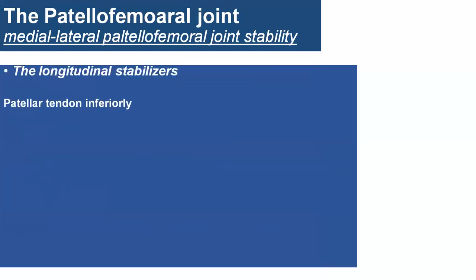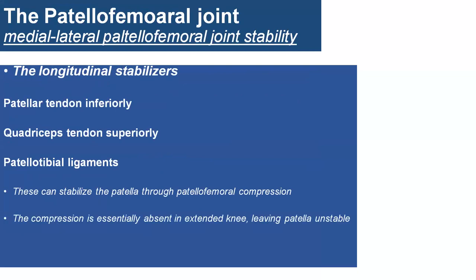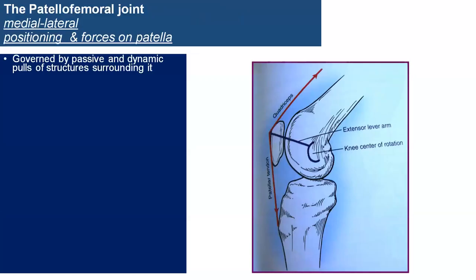The longitudinal stabilizers include the patellar tendon inferiorly, the quadriceps tendon superiorly, and the patellotibial ligaments. These can stabilize the patella through patellofemoral compression. The compression is essentially absent in the extended knee, leaving the patella unstable. In exaggerated extension or genu recurvatum, the longitudinal stabilizers may actually distract the patella from the femoral sulcus.